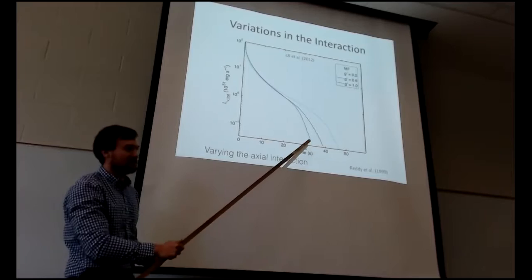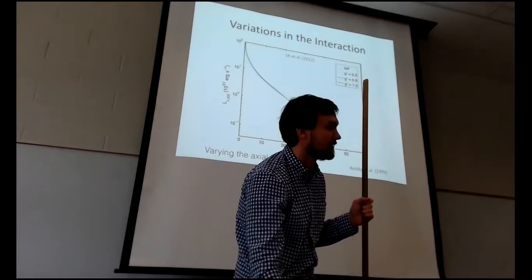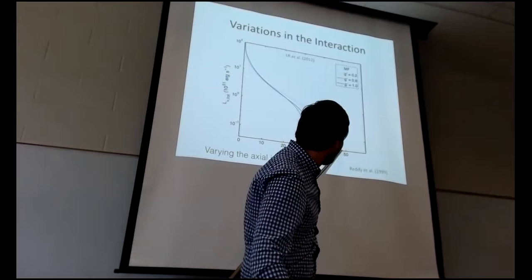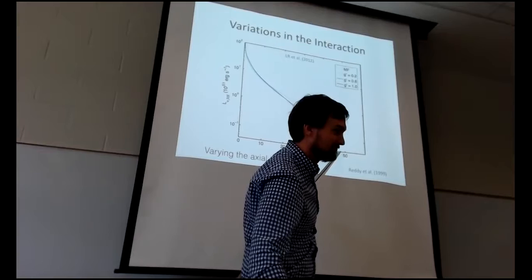Is that non-monotonic? So this is an old model. And here it's getting to a point where the equilibrium flux diffusion breaks down because it's a cutoff point. So we probably shouldn't trust it.